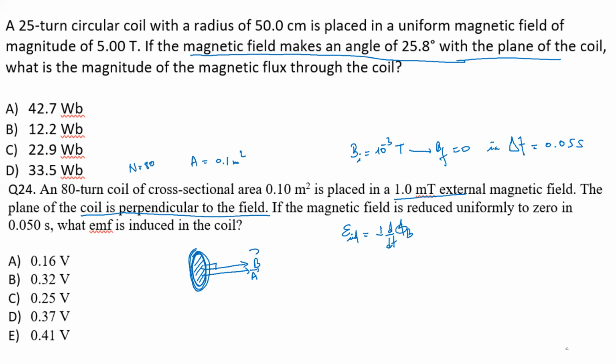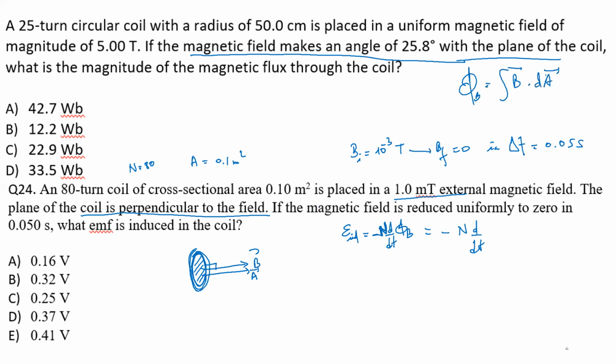Don't forget the N, of course, okay? Because I'm looking for the total flux. N is the number of turns. So this is equal to minus N, derivative with respect to time of what's the magnetic flux here? Again, magnetic flux is integral of B dA.